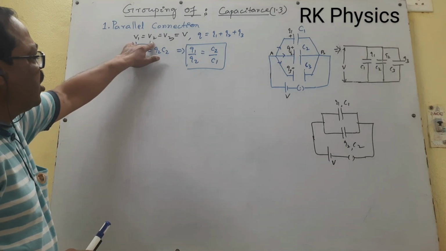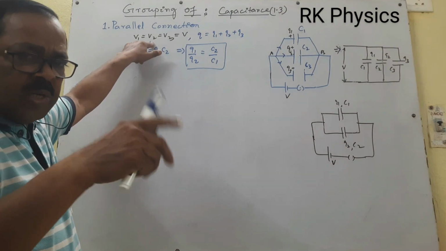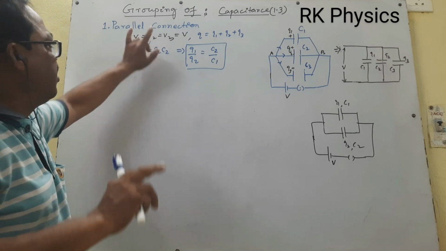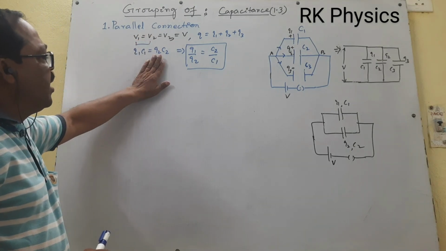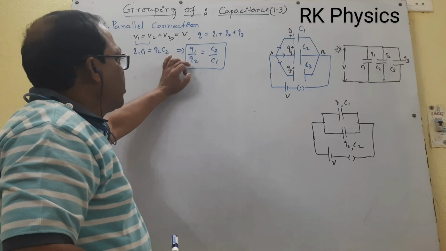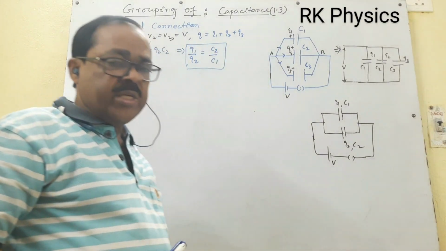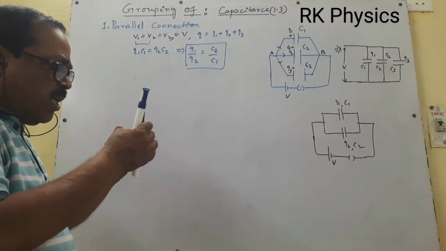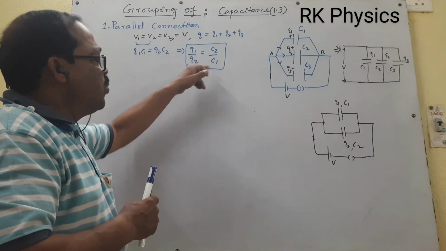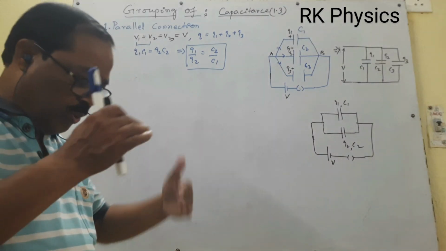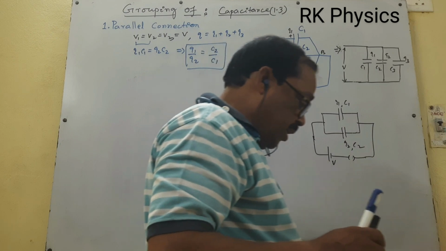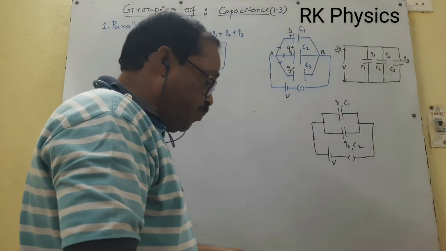From these, you take any two: V1 and V2, V2 and V3, V3 and V1. That is, Q1 by C1 equal to Q2 by C2. Therefore, Q1 by Q2 equal to C1 by C2. That means in this case, charge varies directly with capacitance.